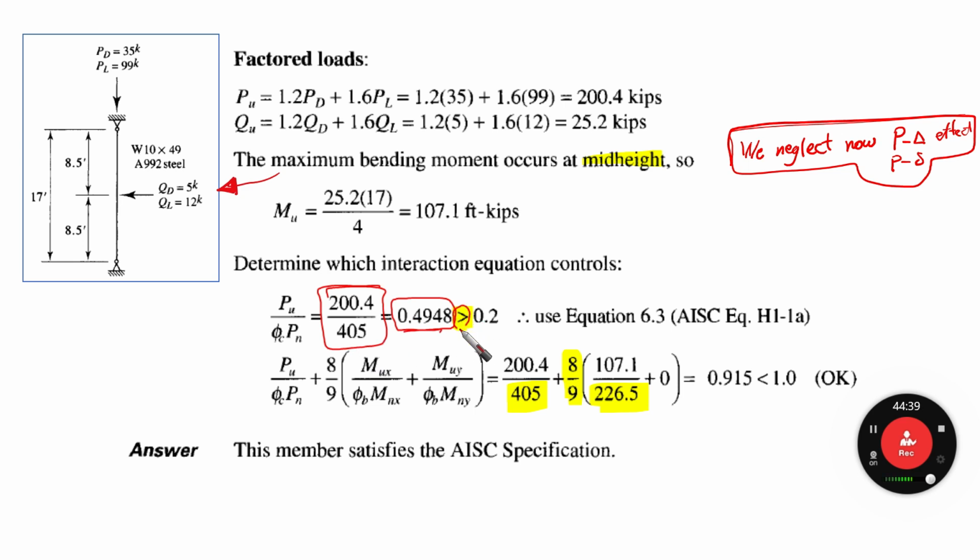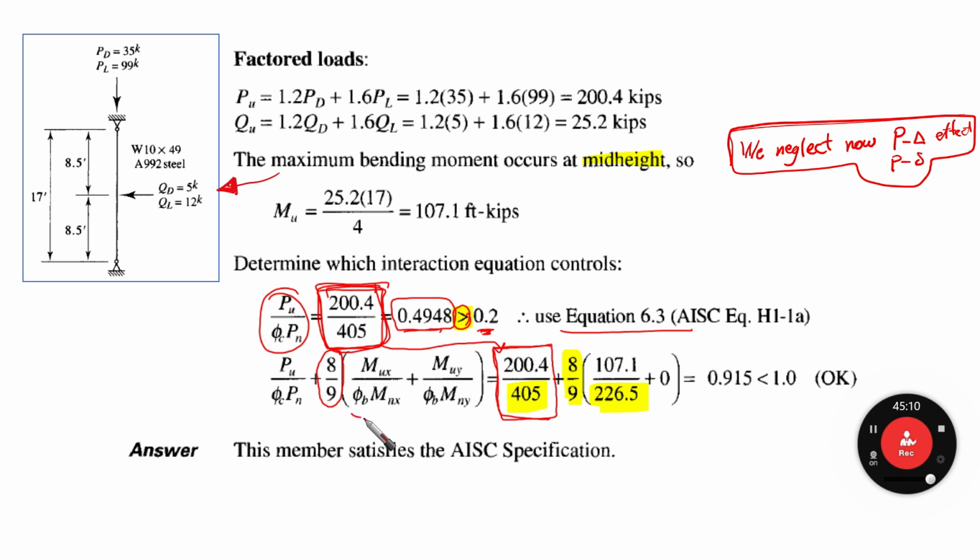It is larger than 0.2. This means that we need to use the equation where the axial term is larger than 0.2. The equation that we should use is the one that has the slightly reduced bending moment term. So the axial force is going to be represented as it is. This is the axial term, as you can see here.